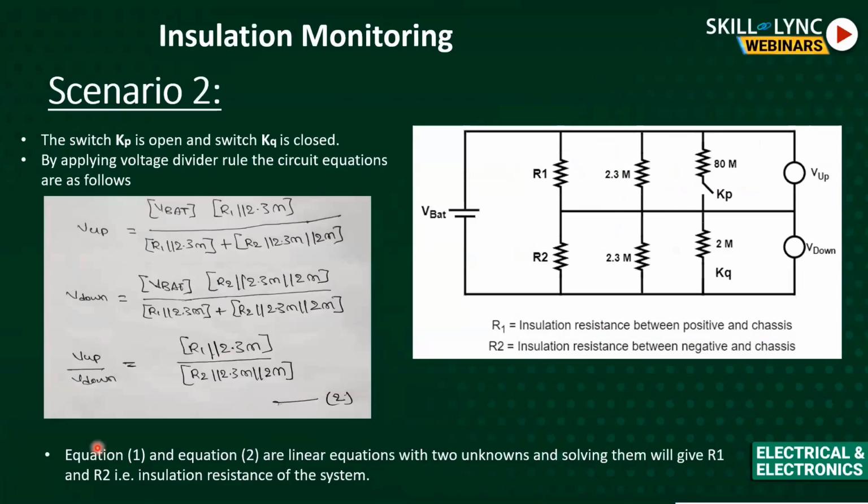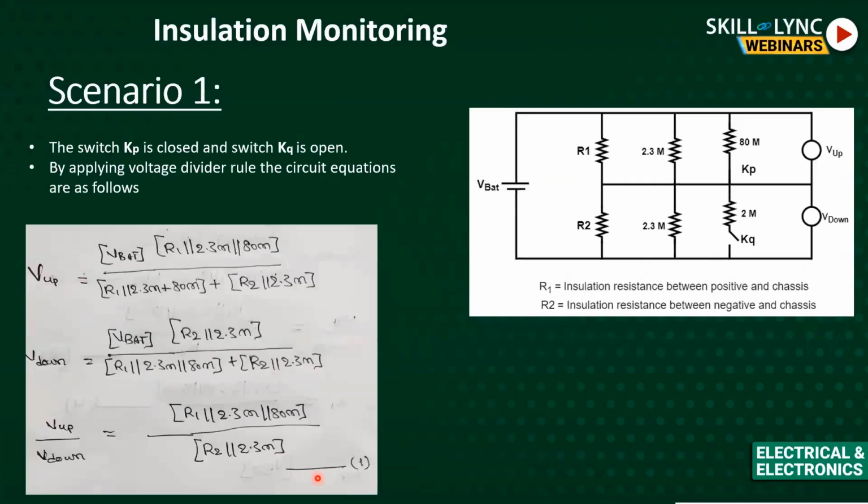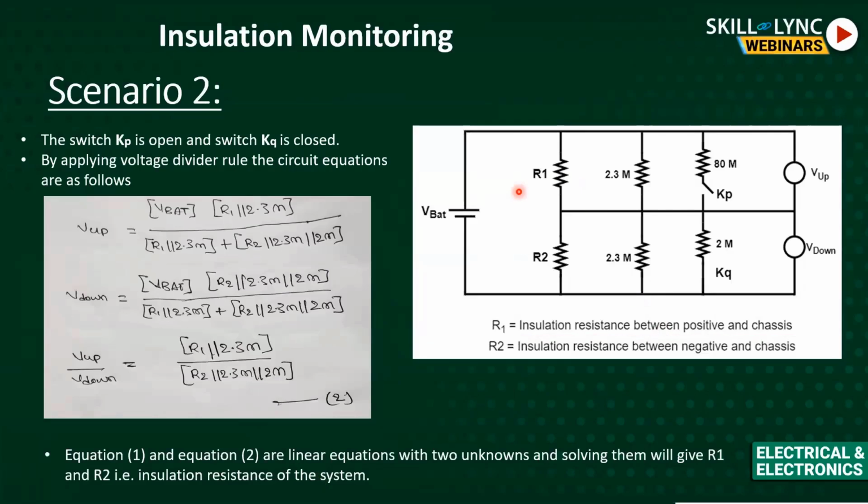So this is the second variation, scenario 2, where I am opening KP and closing KQ. Here also I will get the second equation. So I know V up and V down, I don't know R1 and R2, but I know all the remaining things. So if I solve these two equations, 1 and 2, I will get R1 and R2. These are the insulation resistors. If R1 is shorted, I will get the value here itself, or if R2 is shorted, I will get the value.